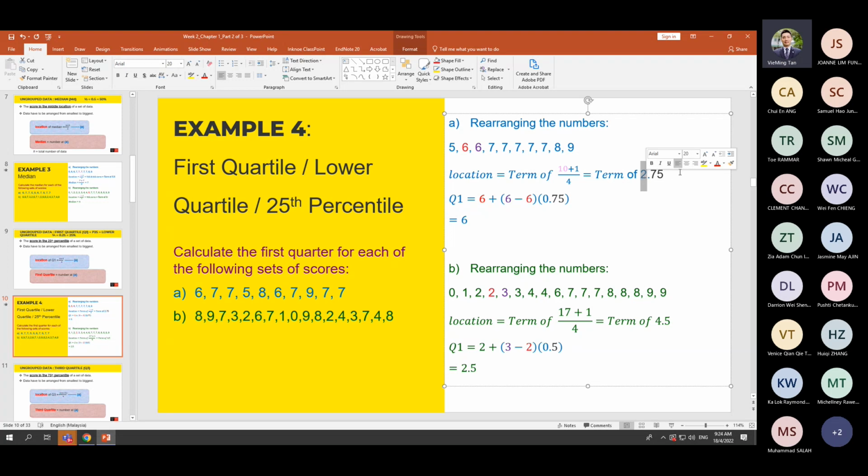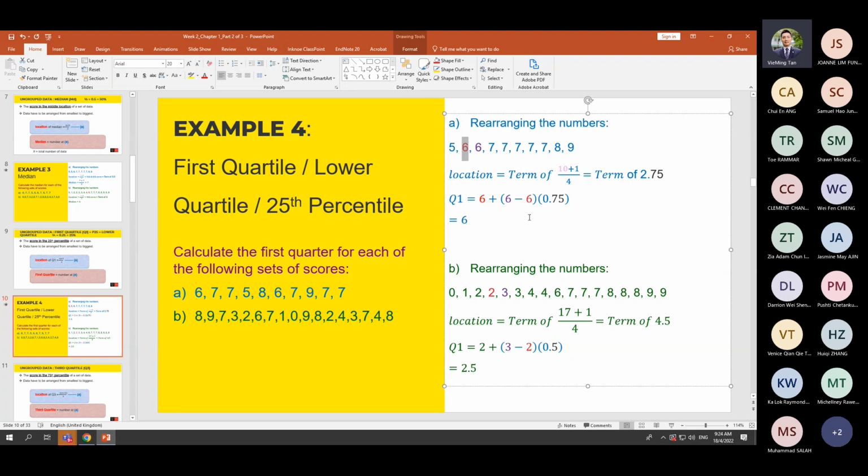So for confirmation, it should be equal or greater than 6. So we substitute this red 6 into here, plus the difference score between term 3 and term 2. Term 3 is equal to 6 as well, and term 2 is also 6. So we substitute these two numbers into here.